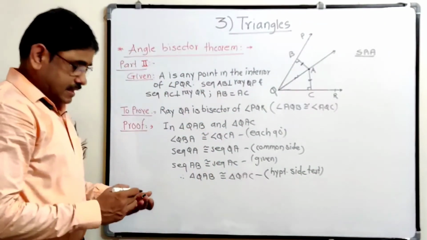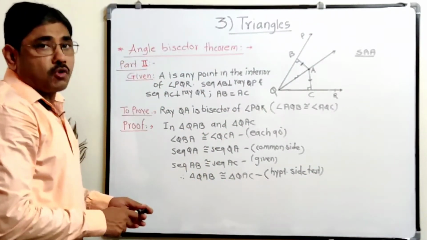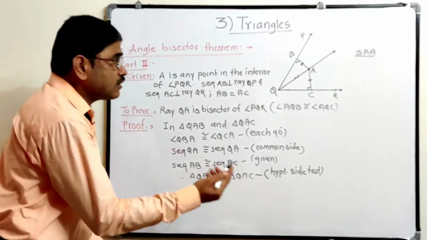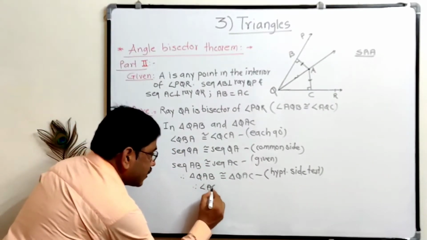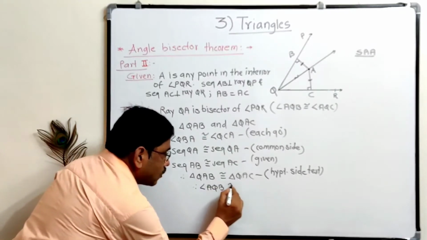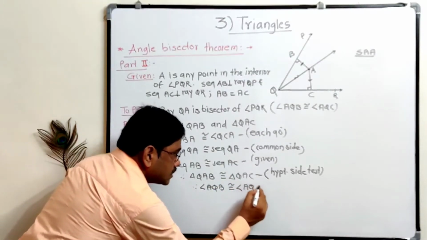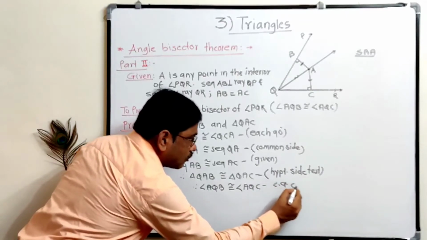So by hypotenuse side test, these two triangles become congruent. Therefore their corresponding angles are congruent. Therefore angle AQB is congruent to angle AQC. Reason is corresponding angles of congruent triangles.